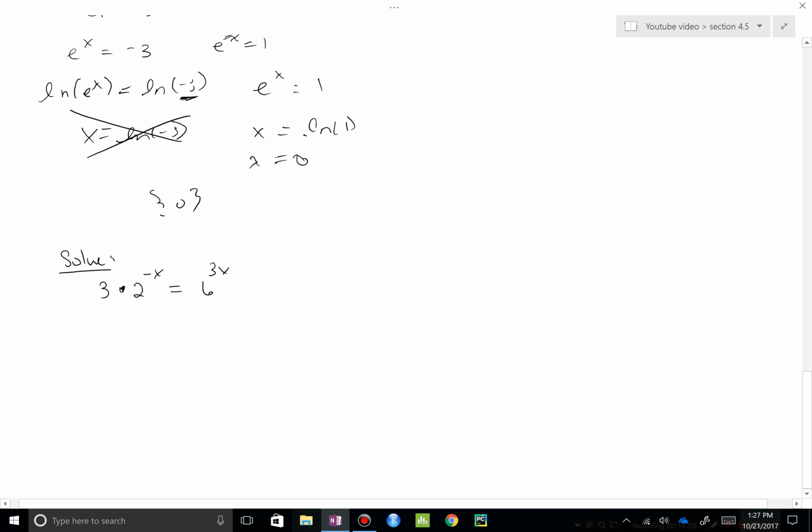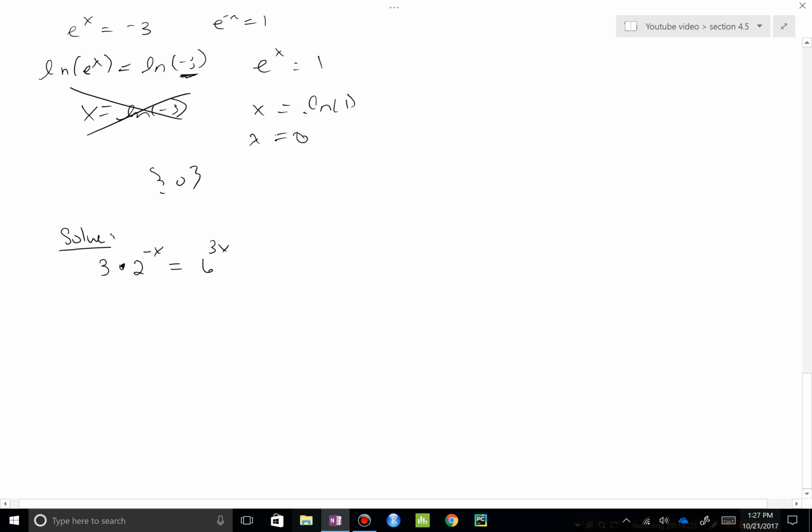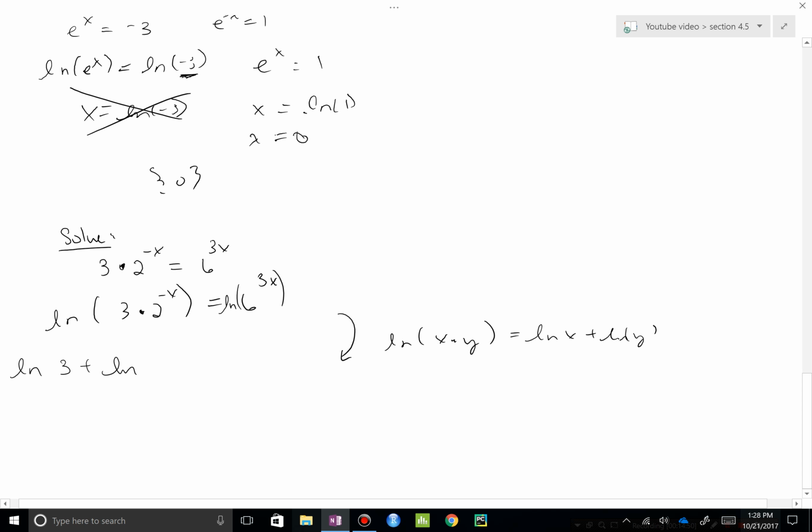While this one, see how there's a multiplication here already? I'm going to go right at it. I'm going to natural log it. And why am I going to natural log it? Because I see my foreshadowed thought: I need an ln on one side and one on the other side. My natural thought is I know from here to here I'm going to use that ln of x times y, right? Log base e of x times y is the same thing as ln of x plus ln of y. So this becomes ln of 3 plus ln of 2 to the negative x equals ln of 6 to the 3x.